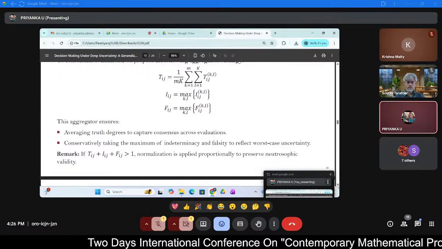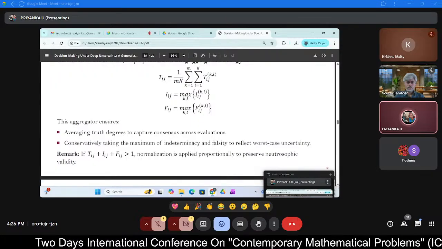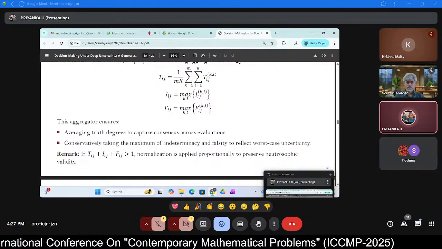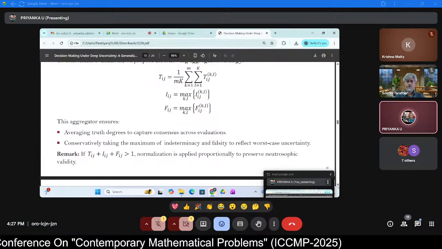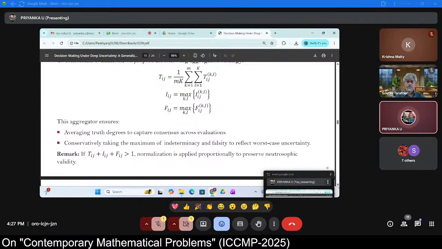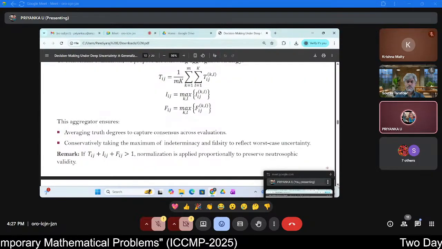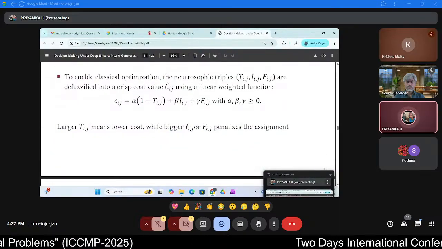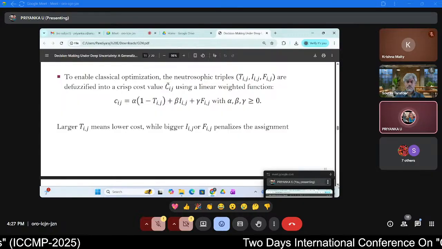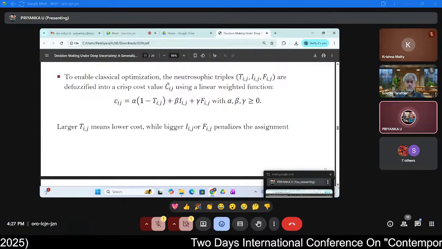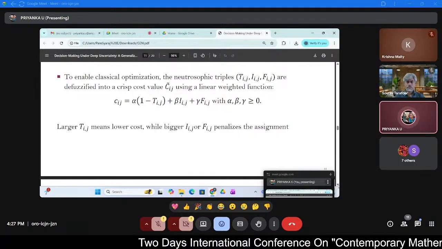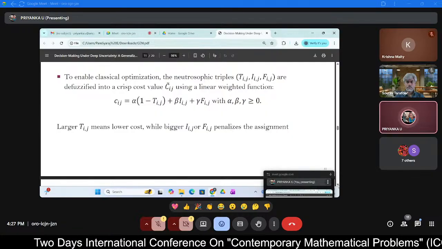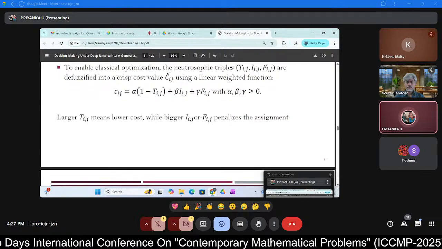This aggregation ensures averaging truth degrees to capture consensus across evaluations, conservatively taking the maximum of indeterminacy and falsity to reflect worst-case uncertainty. Remark: if Tij plus Iij plus Fij is greater than 3, normalization is applied proportionally to preserve neutrosophic validity. To enable classical optimization, the neutrosophic triples are defuzzified into a crisp cost value using a linear weighted function. Cij is equal to alpha (1 minus Tij) plus beta Iij plus gamma Fij with alpha, beta, gamma greater than 0. The larger Tij means lower cost, while bigger Iij and Fij penalize the assignment.